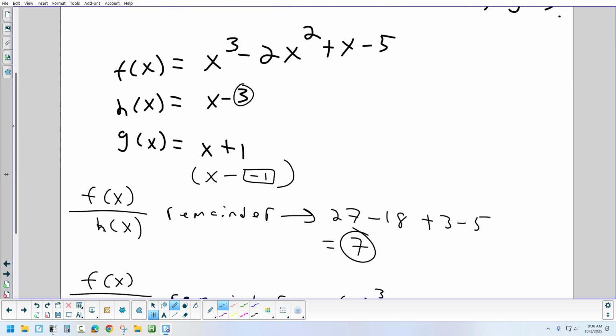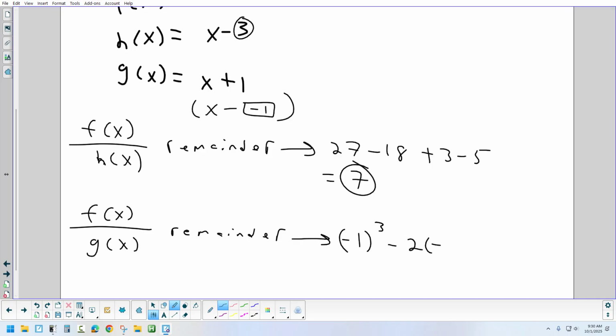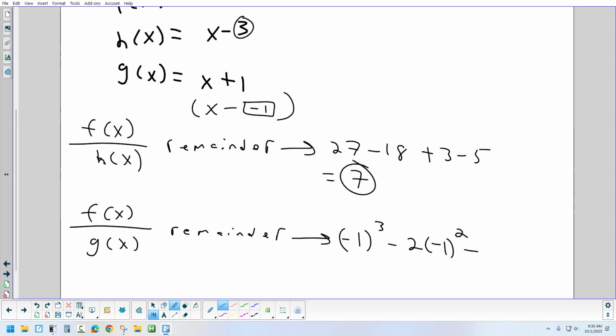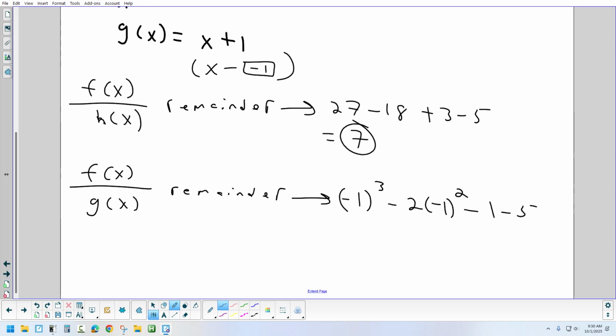Okay, so we got -1 cubed minus 2 times -1 squared minus 1 minus 5. So that's going to give me -1. -1 squared is 1. 1 times -2 is -2. -1 minus 2 is how much? -3 minus 1 more. And minus 5 more. Negative how much? -4 minus 5. -9. Okay, so we got a remainder of -9.